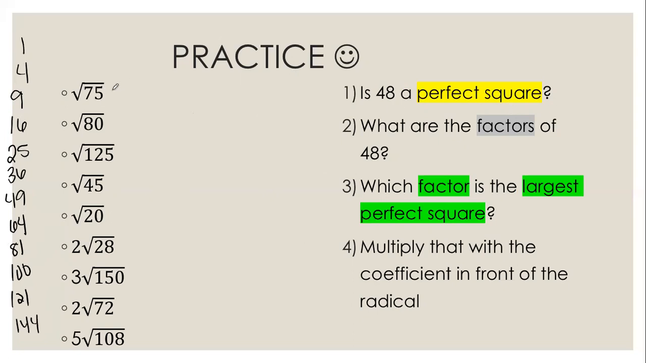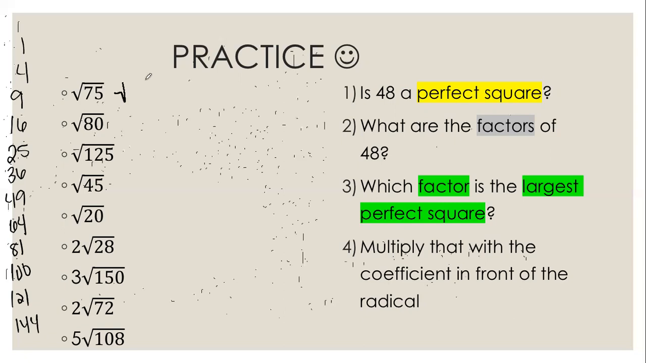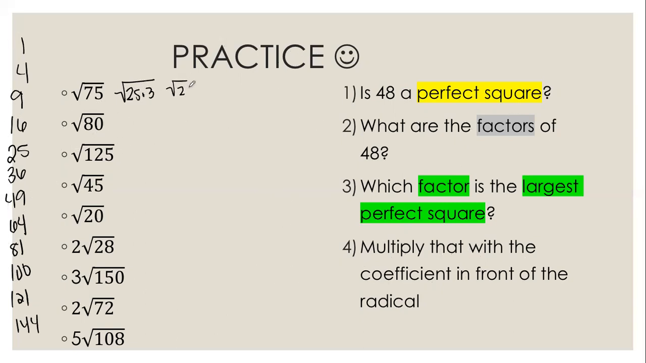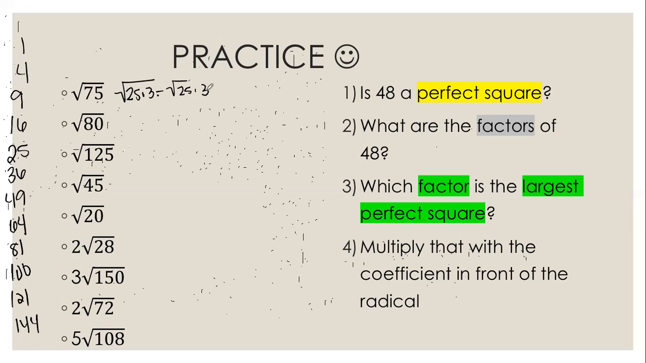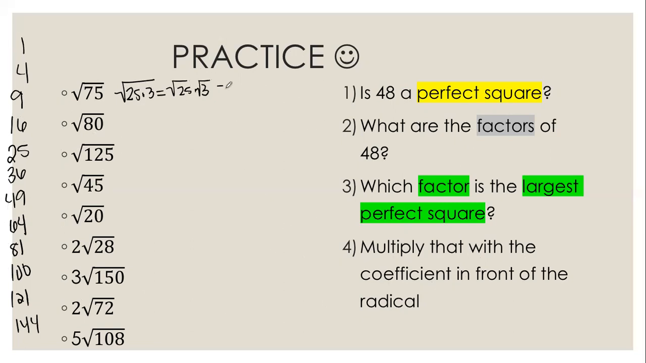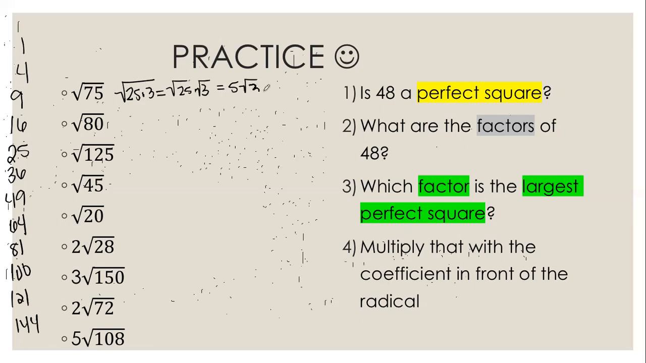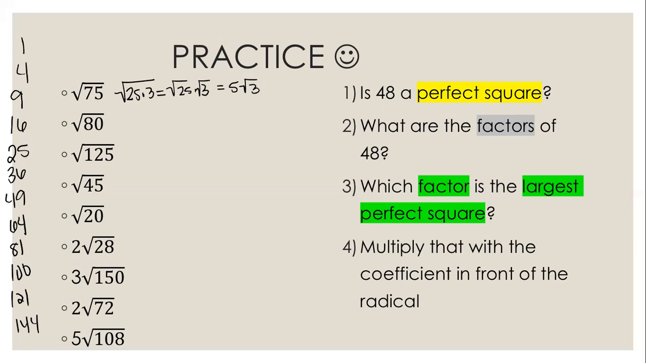All right, Alexa, what is the greatest perfect square that goes into 75? 25. All right, keep going. Times three. All right, keep going. And then you put them into their two individual square roots. And then the square root of 25 times 5, 5 times the square root of 3. Whoop, whoop, you did it. Alexa, you go, girl.